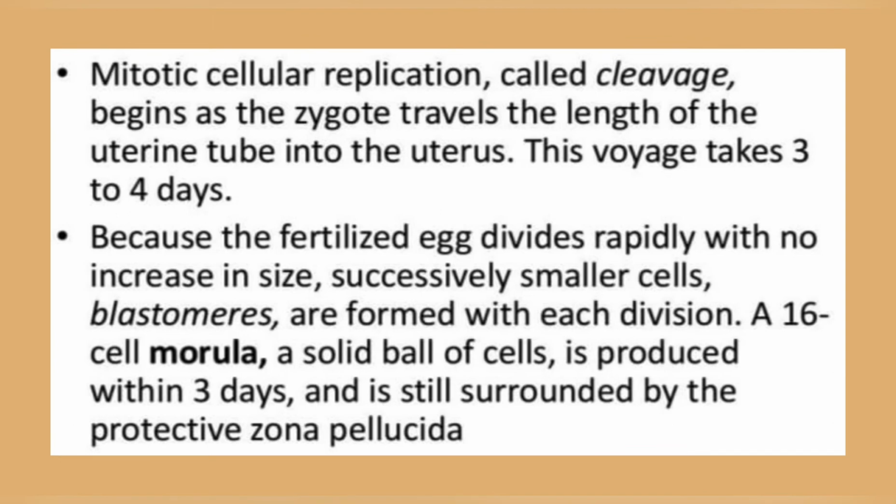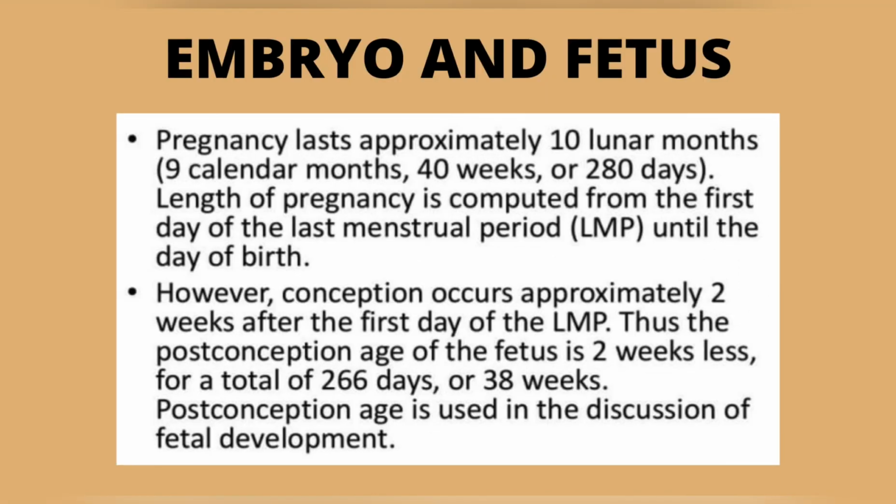Mitotic cellular replication called cleavage begins as the zygote travels the length of the uterine tube into the uterus. This voyage takes 3 to 4 days. Because the fertilized egg divides rapidly with no increase in size, successively smaller cells, blastomeres, are formed with each division. A 16-cell morula, a solid ball of cells, is produced within 3 days and is still surrounded by a protective zona pellucida. Then we will talk about our last slide, which is embryo and fetus.